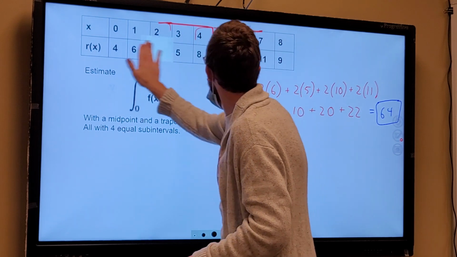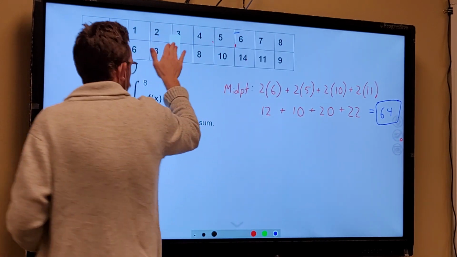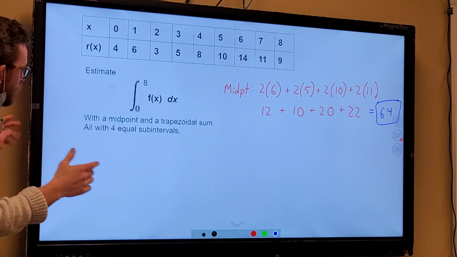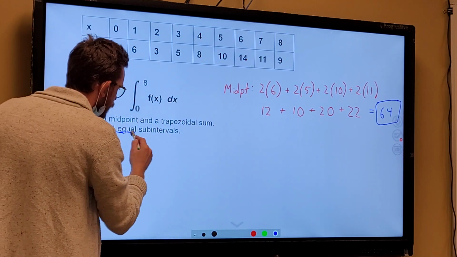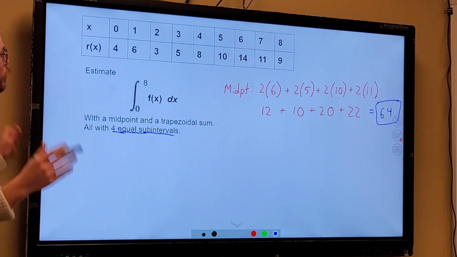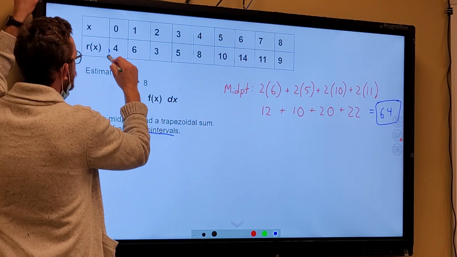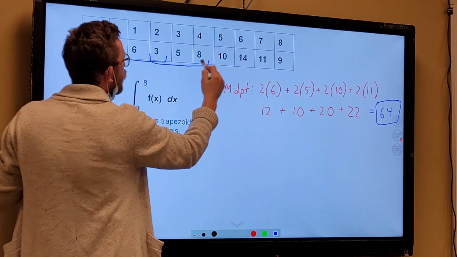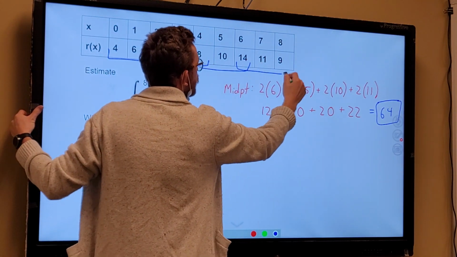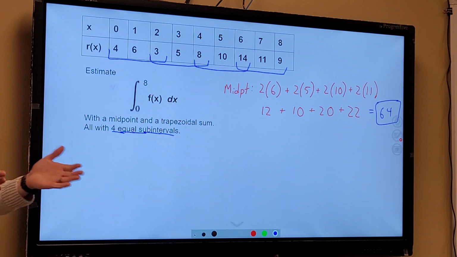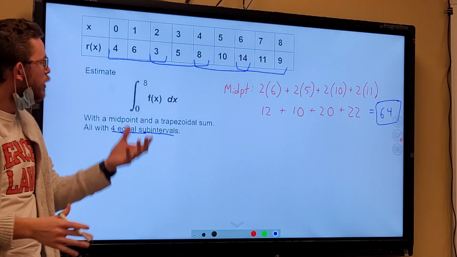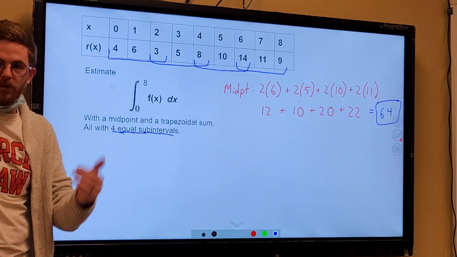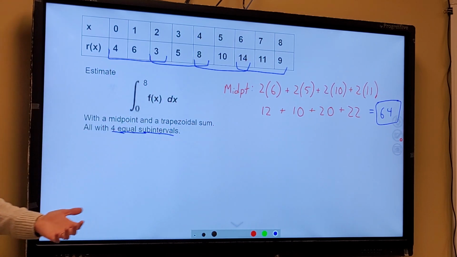All right, let's take a look at our trapezoidal sum. So again, 4 equal subintervals for this trapezoidal sum. So we're going to have a trapezoid that goes between 0 and 2, between 2 and 4, between 4 and 6, between 6 and 8. We're going to still have a trapezoid go up everywhere we would have had a rectangle with our midpoint sum. The difference is what the top of that shape looks like.